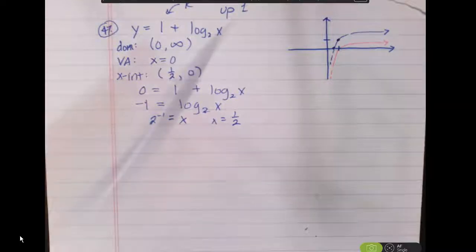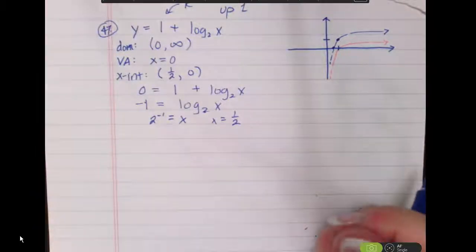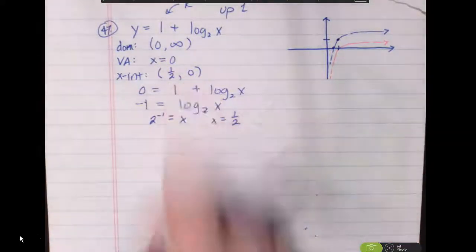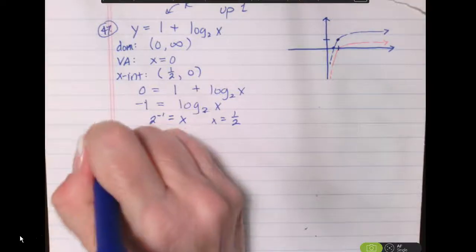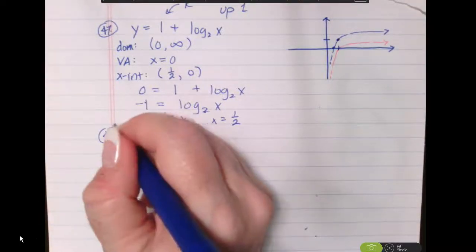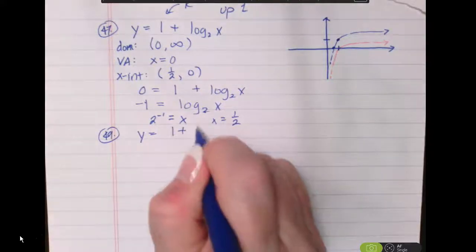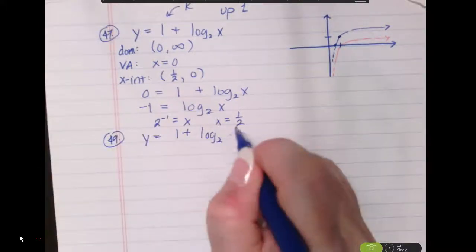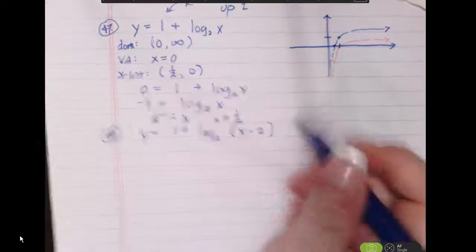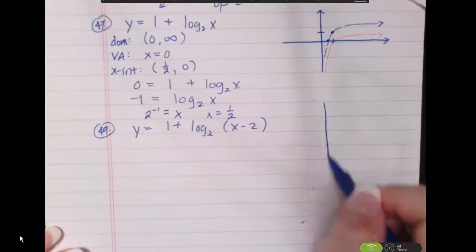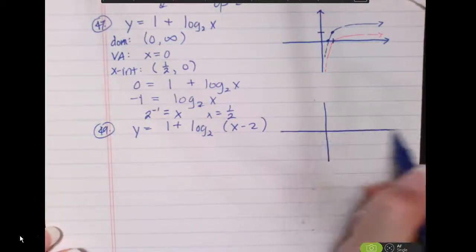So when we have a k value, that just moves us up or down. It doesn't change our domain or our vertical asymptote, it just changes the x-intercept. In number 49, y equals 1 plus log base 2 of x minus 2. So now we're combining both of those transformations in the same problem.